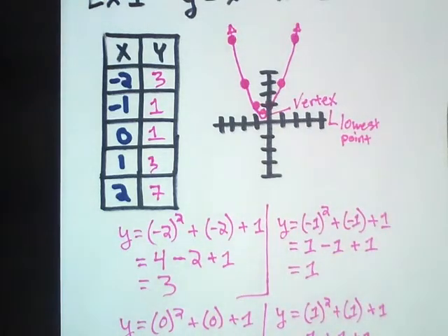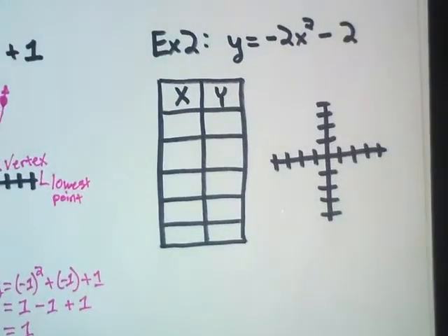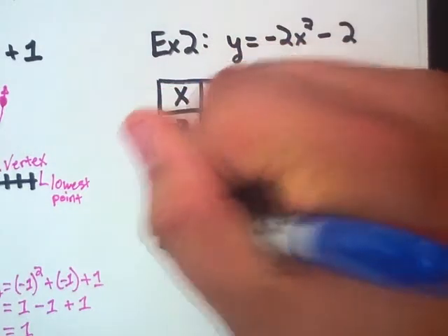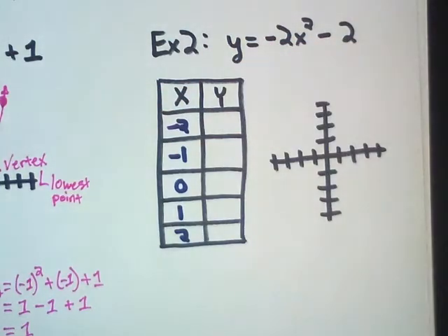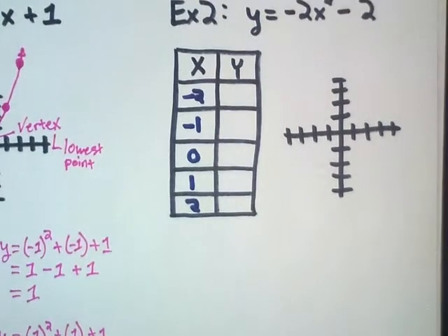Let's take a look at another example. This one's a little bit more complicated. In fact, I actually left out a term of x. That's okay. I'm going to do the same thing as before. I'm going to work with the very easy numbers.